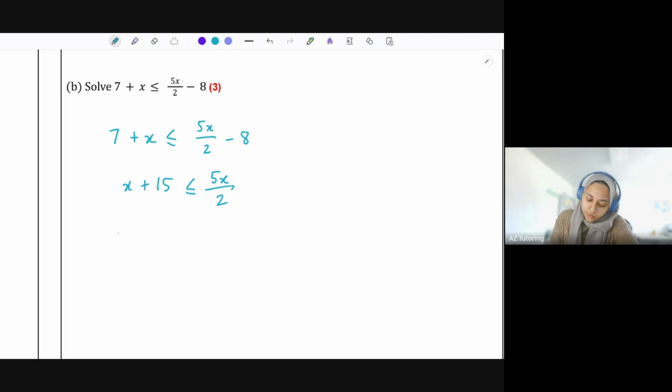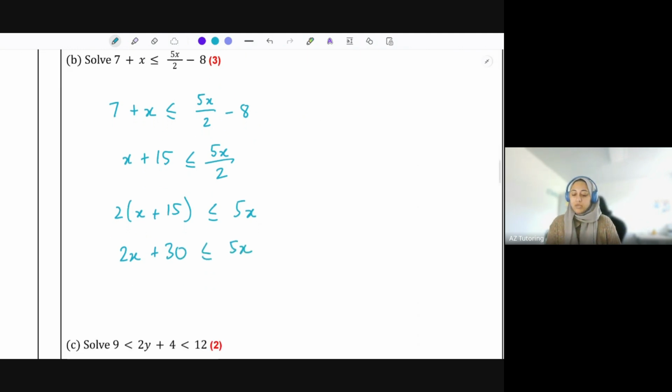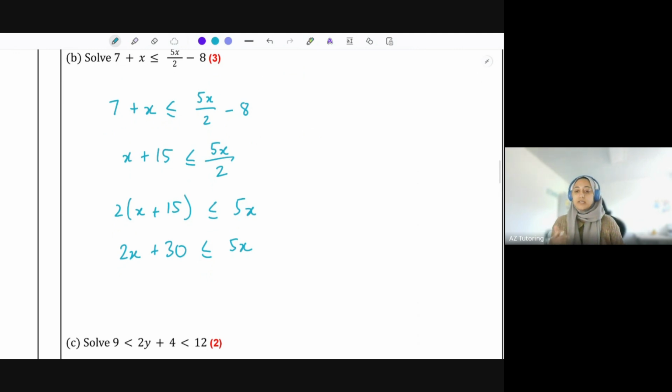Let's times the 2 up. So we get 2 times (x plus 15) is less than or equal to 5x. Expanding this, we get 2x plus 30 is less than or equal to 5x. We need to bring all the x's to one side, and I want to keep x's positive, so I'm going to bring this 2x to the right-hand side. So I get 30 is less than or equal to 5x minus 2x, which is 3x. I need to get rid of that 3, so I'm going to divide by 3. 30 divided by 3 is 10.